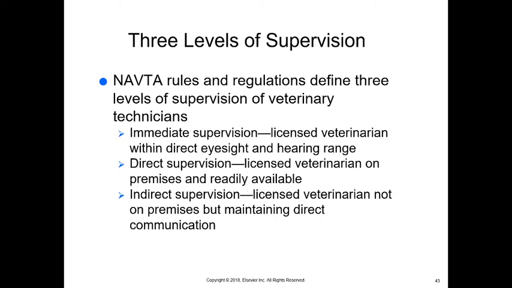So these 3 levels of supervision of veterinary technicians means immediate supervision. That means a licensed veterinarian is within direct eyesight and hearing range. They're standing in the room with you. Direct supervision means a licensed veterinarian on the premises and readily available. They may be in the next room, but you can call to them. Indirect supervision is the licensed veterinarian is not on the premises, but maintaining direct communication, meaning you can call them and get direction.